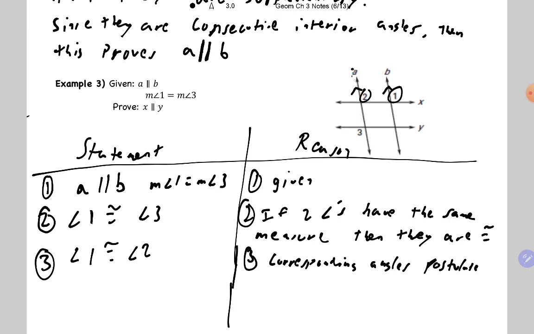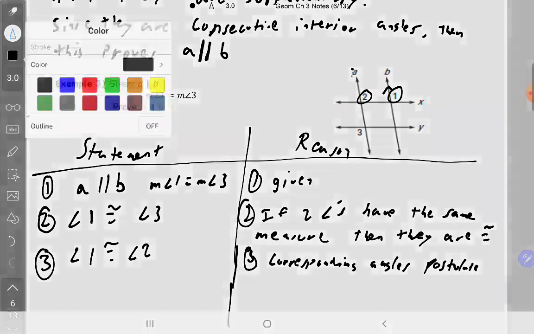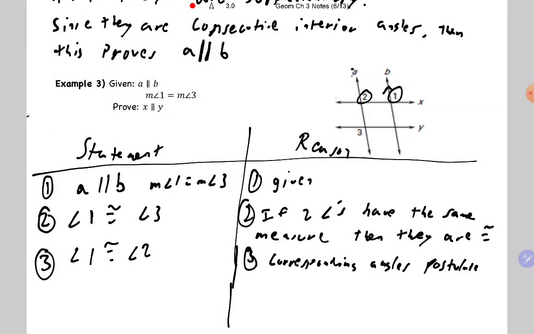So that says if two lines are parallel, which A and B are, and they're cut by a transversal, let me use a different color. So I'm looking at angles 1 and 2. We know that A and B are parallel, and they're being cut by this transversal X. So angle 1 and angle 2 are corresponding angles, therefore they're congruent.